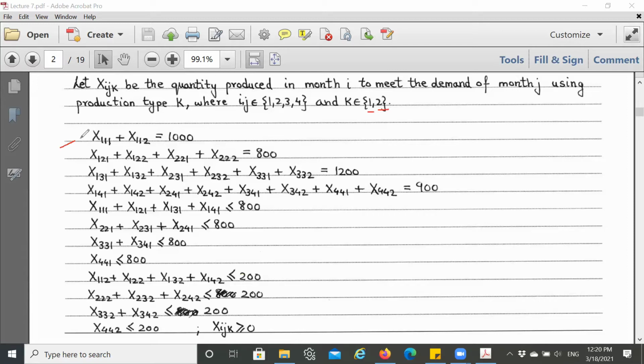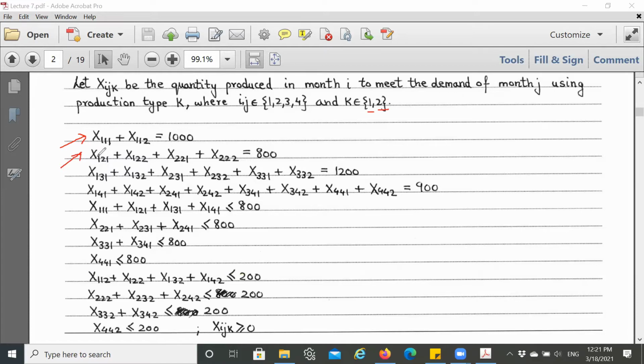Now let's look at this. The first constraint: X111 means the amount of units that I produce in month 1 for use in month 1 using regular time production, plus the amount of units that I produce in month 1 for the demand of month 1 using overtime production. So these two should be equal to 1,000. Is it clear? Yes, it's clear now. More clear. Yes.